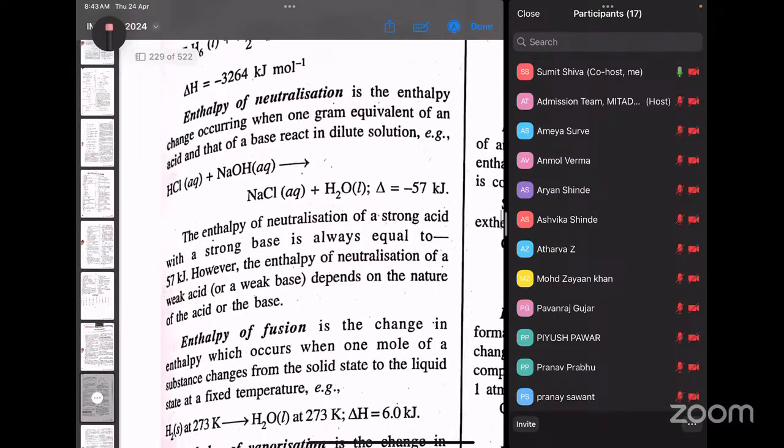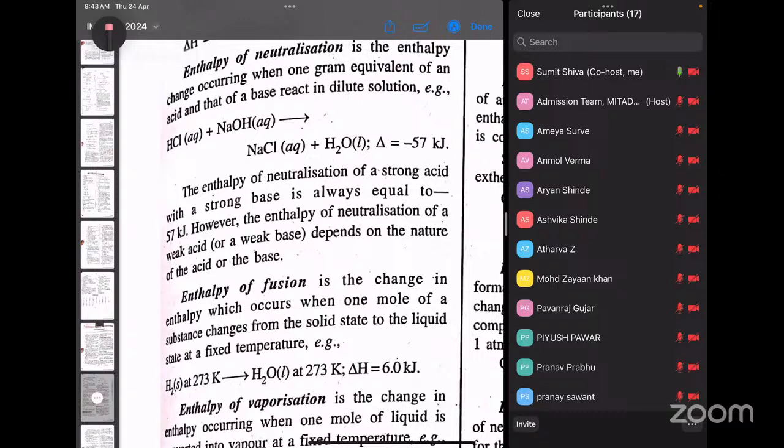Enthalpy of neutralization: when there is a reaction between acid and base, acid and base nullify each other. They form H2O and salt along with some heat energy, and this energy is known as enthalpy of neutralization. Enthalpy of neutralization is the enthalpy change occurring when 1 gram equivalent of an acid reacts with a base to nullify it.